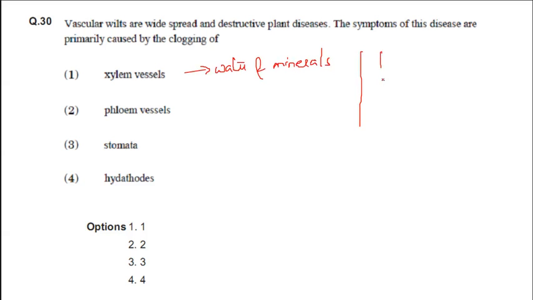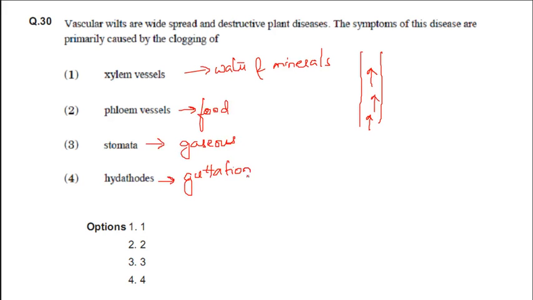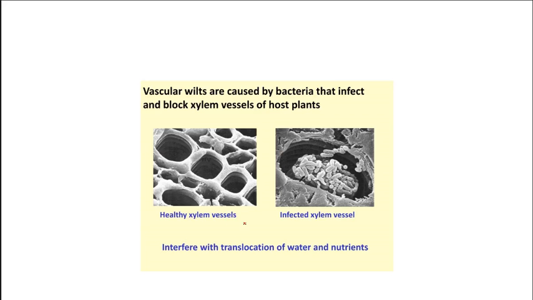Now phloem helps in food transportation, stomata help in gaseous exchange, and hydathodes help in guttation, if you know. Okay, the question is asking that vascular wilts are widespread and destructive, and due to clogging of which kind of vessel element does this kind of disease occur. So look at this picture. These are xylem vessels which are hollow, so that water can move from the root to the stem without any resistance.